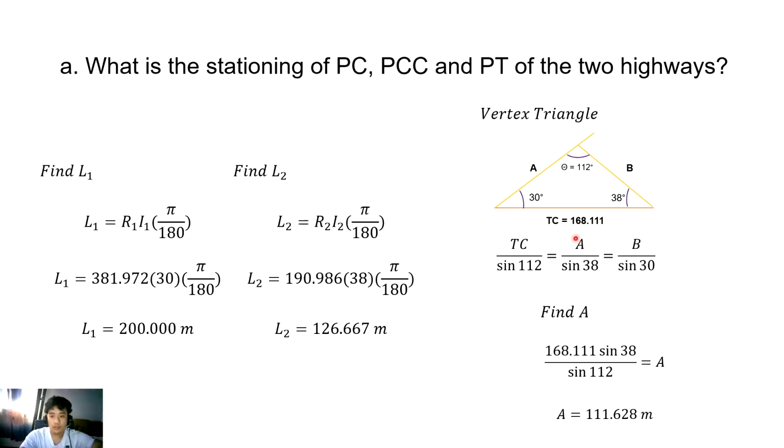So, paano nga ba makukuha natin tong A? Gagamitin natin yung formula na to. Yung TC over sine 112 equals A over sine 38. So, paano nga ba siya gagamitin? Para makuha natin tong A, nag-cross multiply tayo ng TC. So, TC times sine 38. Then, since yung TC natin ay 168.111, sinubstitute lang natin. Tapos, multiply sa sine 38, all over sine 112 equals A, and we'll get 111.628 meters.